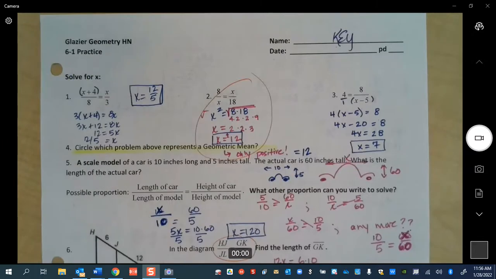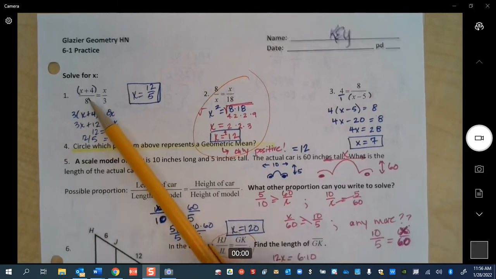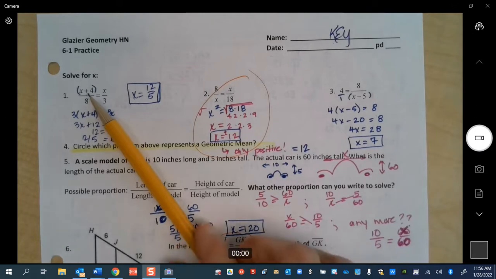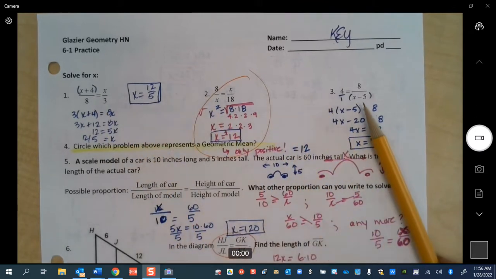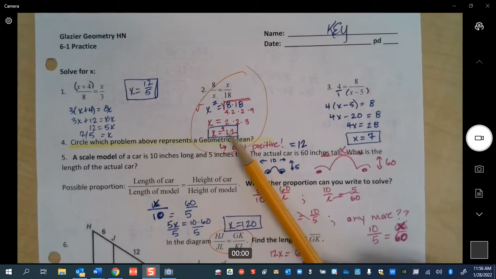At your table group, you have a key to 6-1. So go ahead and scan through yours, compare it to mine, ask me questions on any things you don't understand. When I look at 1, 2, and 3, the most important thing that I can think of to make sure you understand is how you have to bubble wrap expressions, putting them inside parentheses, and using your distributive property here and here, making sure you have the distributive property. This problem here shows my geometric mean.